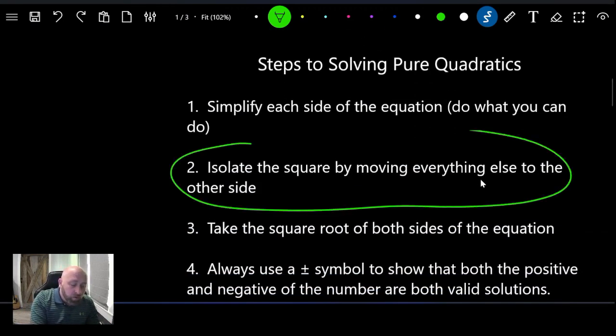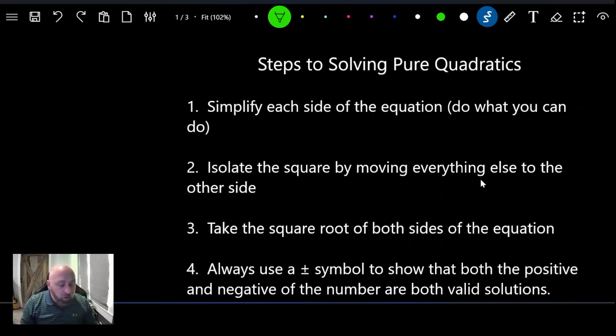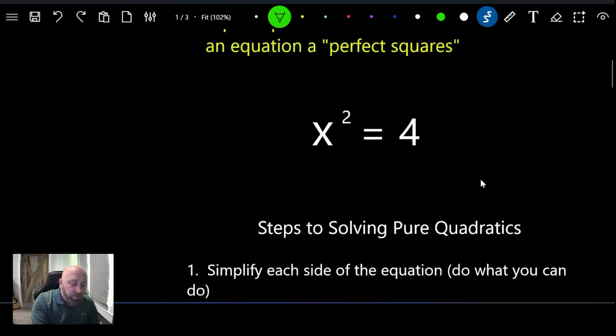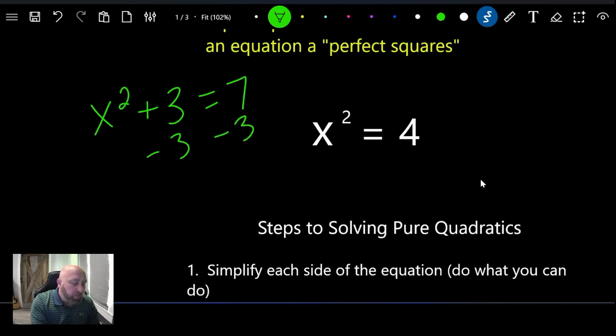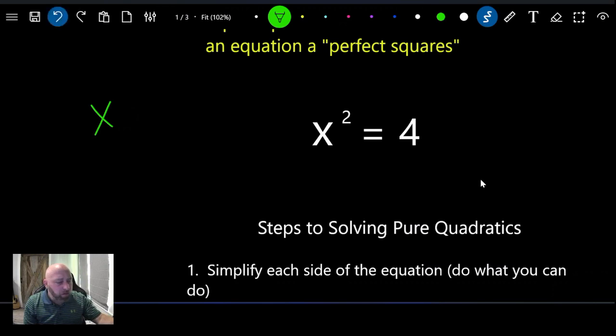Number 2, we want to isolate the square by moving everything else to the other side. Good news, this square is already isolated. What if we had something like x squared plus 3 equals 7? Well, I would need to subtract 3 from both sides and get x squared equals 4. So get the x squared term by itself, or whatever your squared term is. It might be an a squared, b squared. Get the squared term by itself.